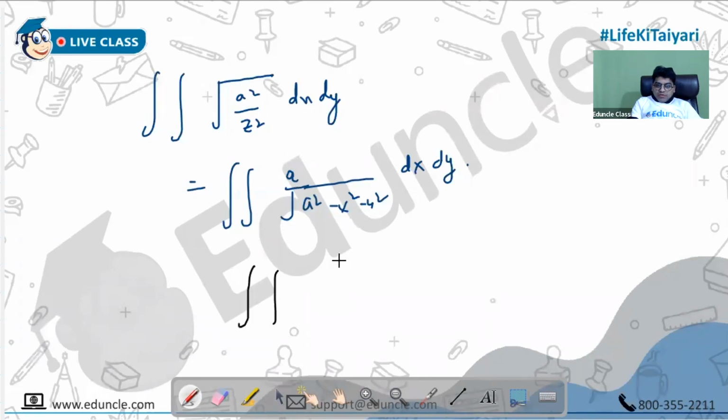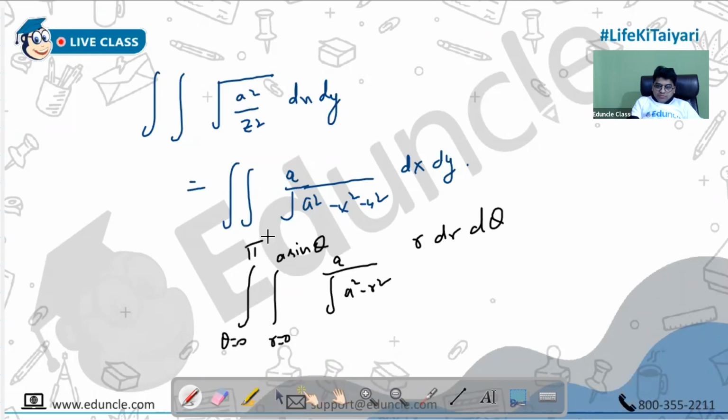Now the main problem I am writing here: double integration of a upon root of a square minus r square, r dr d theta, r from 0 to a sin theta, theta equal to 0 to pi. Okay, so this is the answer. Will you multiply by 2 or not? Yes, you have to multiply by 2.